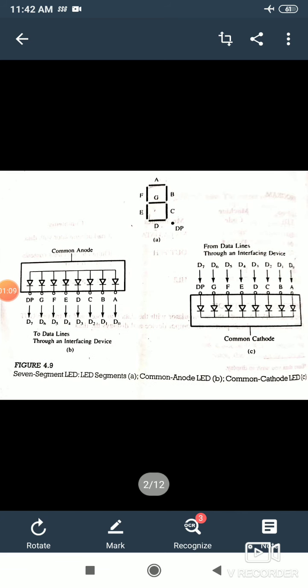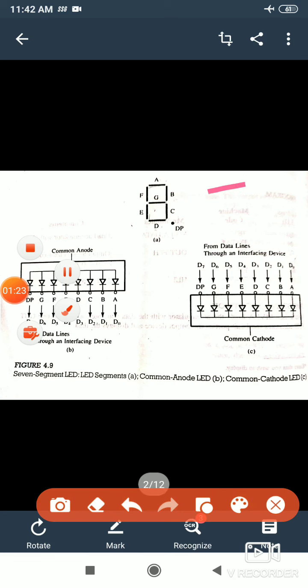Now before going to this interfacing, I would like to explain the hardware description of the 7-segment LED display. The 7-segment LED display is just like this. You have seen it in your labs also. This is the 7-segment LED display. We will name each and every bar, each and every LED, with an alphabet: A, B, C, D, E, F, G. So these are the 7 segments, and the 8th one is the decimal point, given here as DP.